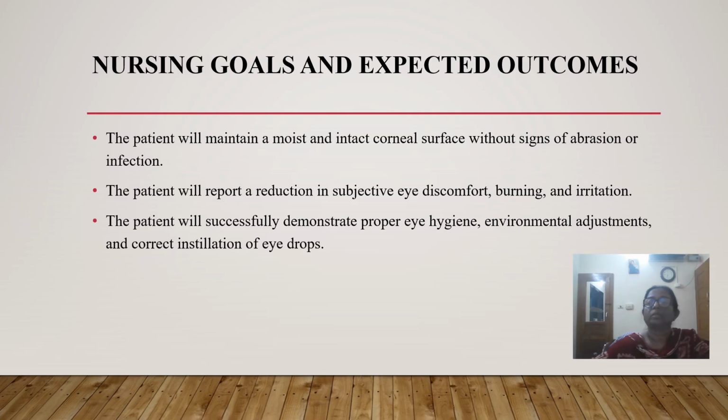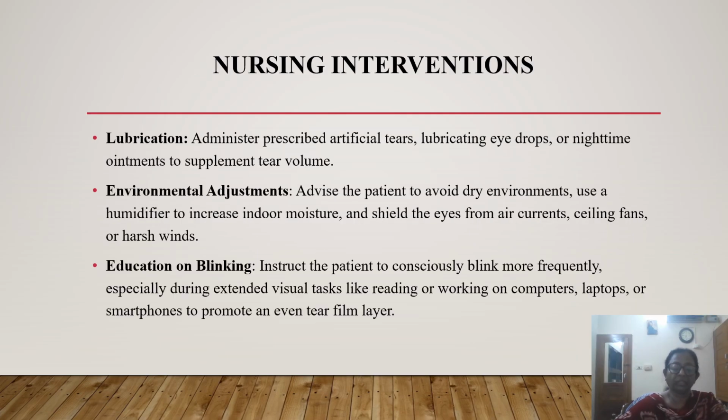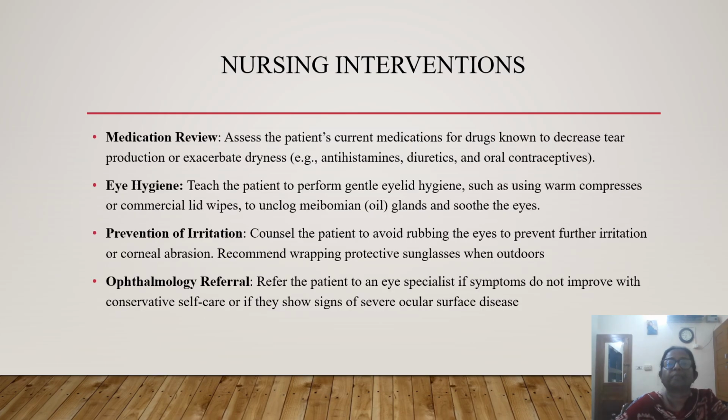So next is the nursing interventions. Lubrication: lubricating eye drops or nighttime ointments. Then environmental adjustment: advise the patient to avoid dry environments. Use a humidifier to increase the indoor moisture. Then shield the eyes from air currents, ceiling fans or harsh winds. Education on blinking: instruct the patient to consciously blink more frequently, especially during extended visual tasks like reading or working on computers, laptops or smartphones, to promote an even tear film.